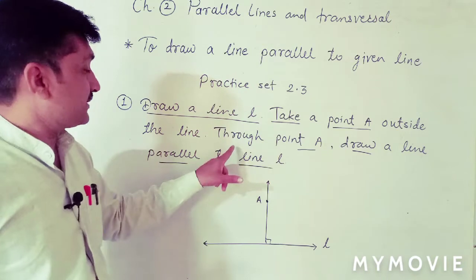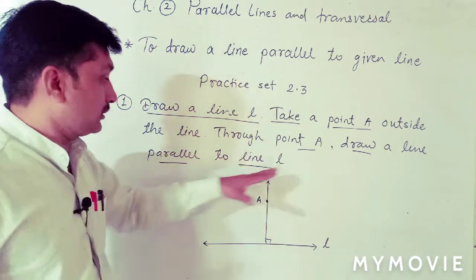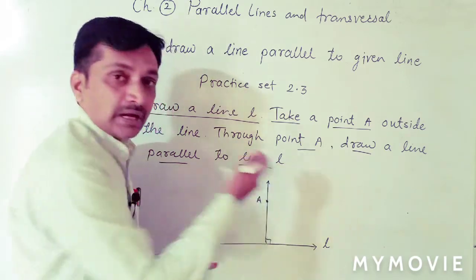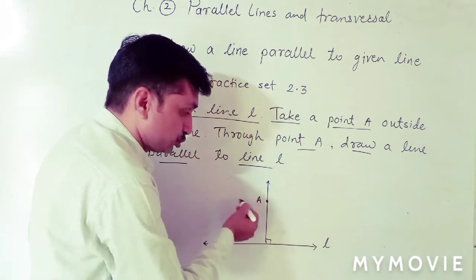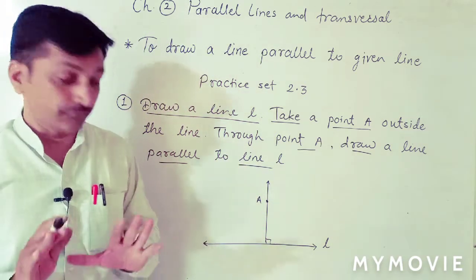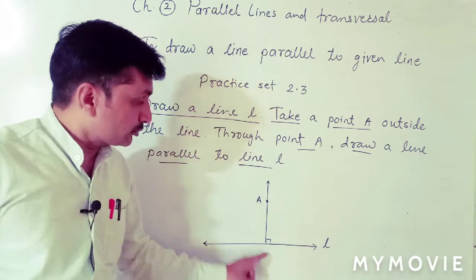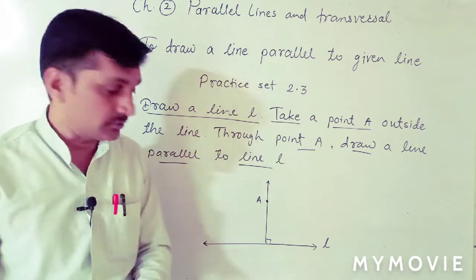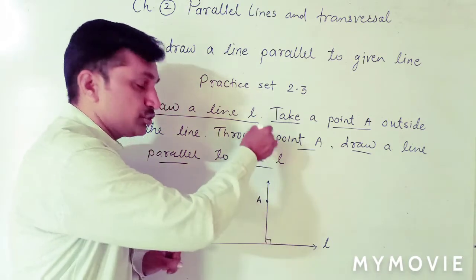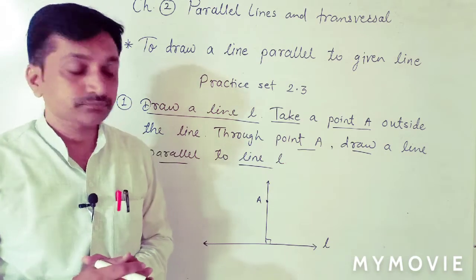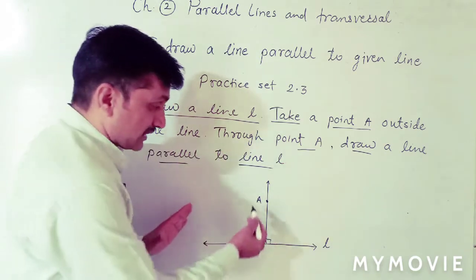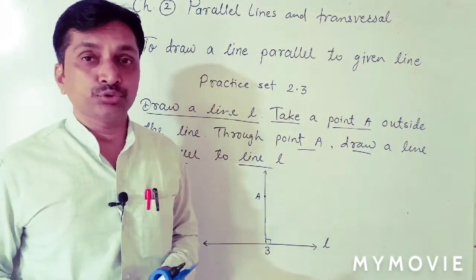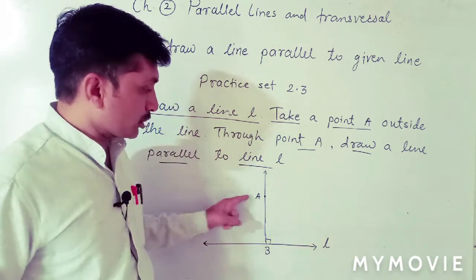Now what is next? Through point A, draw a line parallel to the line L. That line should be parallel, means like this, and second, that line should pass through point A. First we drew a line L, then we took point A anywhere outside. After that we used a set square and drew a vertical line making 90 degrees. Now we want a line passing through A and parallel to L. Now what to do? Now we have to use the rounder to draw a parallel line.